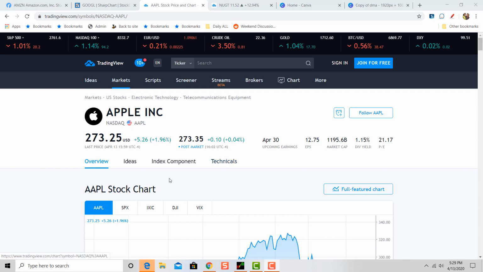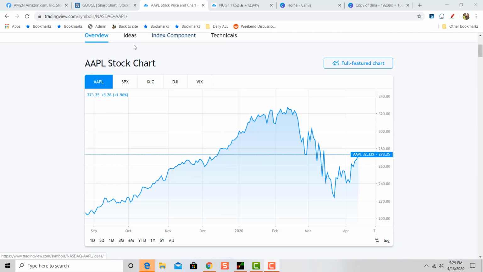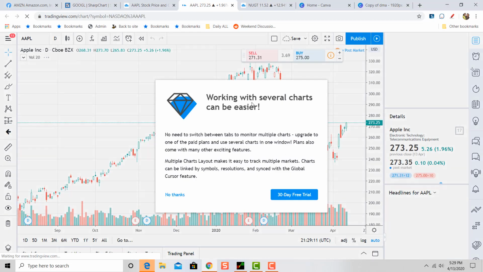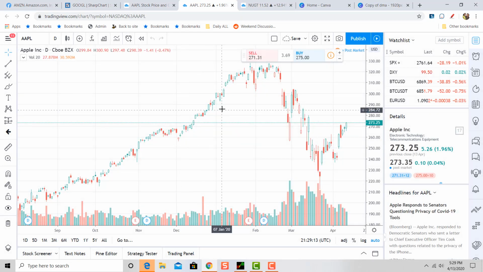So the last website that I have here is tradingview.com, which you can use to look at the stock charts. We can actually go over here and look at a candlestick chart. It's right here.